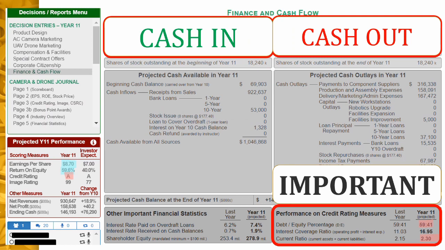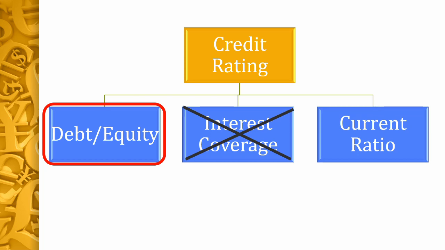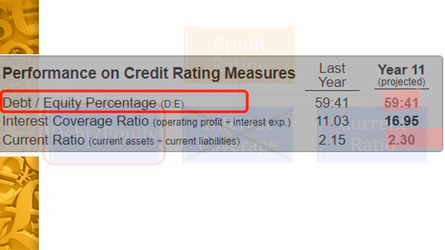Both of these determinants of credit rating are found on the important box in the bottom right-hand corner of the finance and cash flow decision page. The first one, debt to equity, is a ratio. It does not just represent debt. If you have too much debt, this ratio will be really big and your credit rating will be poor.